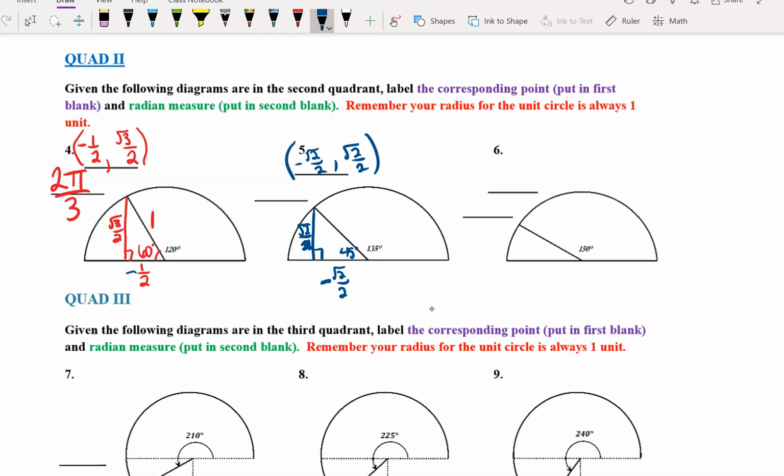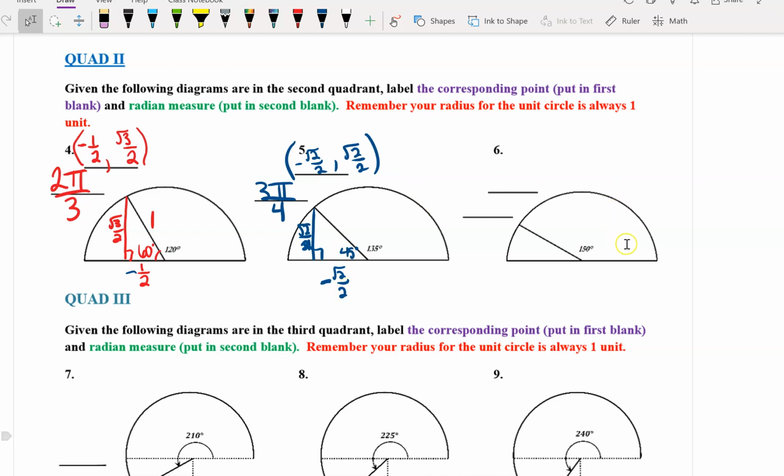All right, finding the radian measure. Because this is a 45-degree reference angle, we know it's going to be a pi over 4, because anytime we have a 45-degree reference angle, it's going to be over 4. But because it's in the second quadrant, not the first, it's not going to be just pi over 4. And we don't want 2 pi over 4, because that would reduce to pi over 2, which is not the same as pi over 4. So it's not going to be 2 pi over 4, it's going to be 3 pi over 4.